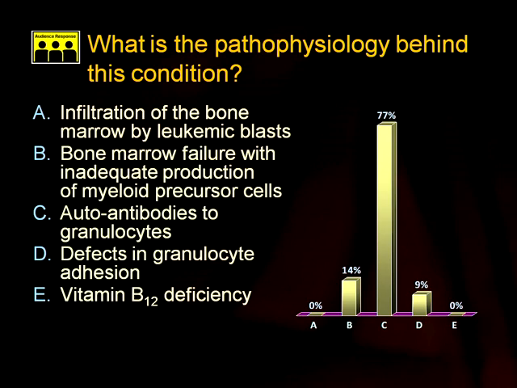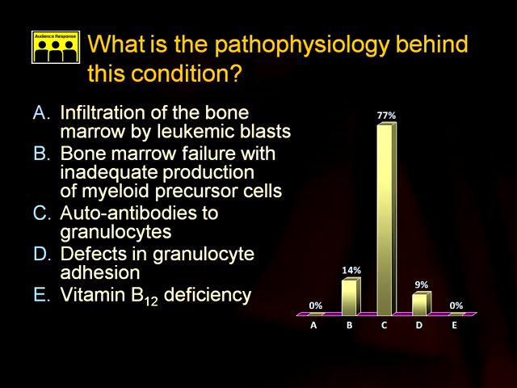So what is this disease? Probably chronic benign neutropenia. Exactly. And what is the pathophysiology of chronic benign neutropenia? It's actually an autoimmune disease. So it's autoantibodies to granulocytes.